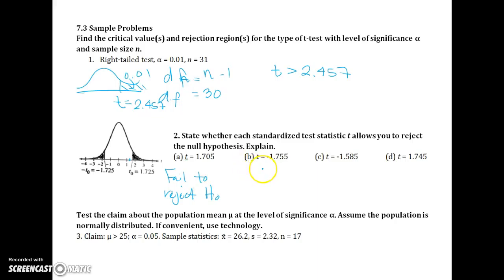Then for part B, I have negative 1.755. So negative 1.755 is going to be after this t value. If it's after that, that means it's in the shaded region. Therefore, I will reject it. Take a moment, go ahead, press pause, and do C and D and check your answers with me. Alright, so checking, you should have a fail to reject for this one and a reject for this one because of where they lie on your graph.